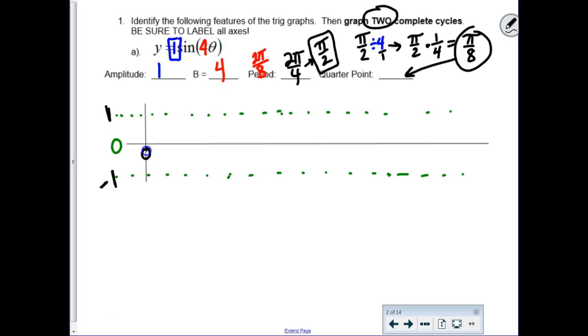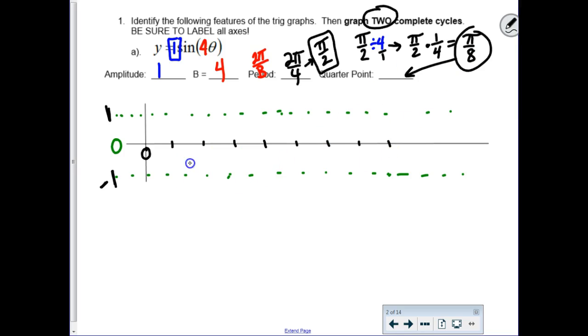Starting at 0, that's the first one, and then you're going to count 1, 2, 3, 4, that's 1 cycle, and then 1, 2, 3, 4 more. 1, 2, 3, 4. Just try to make them equally spaced. That'll help you with the graphing. Okay, we need to label this axis though.